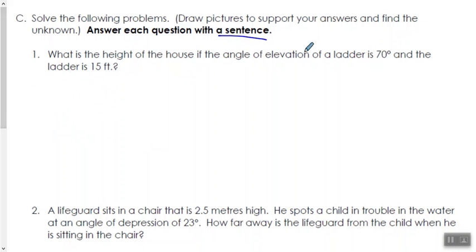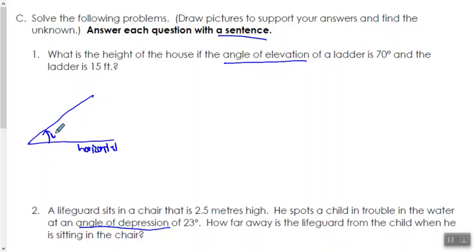Now here I'm using a term we might not be familiar with. Angle of elevation, and down here I'm using the term angle of depression. So what are these two things? Angle of elevation is from the horizontal looking up. So angle of elevation from the horizontal and then going up. So this is an angle of elevation.